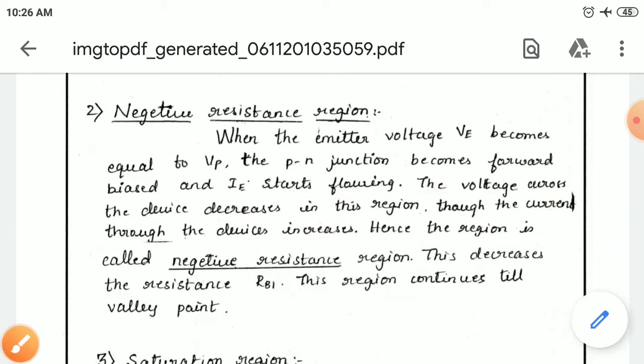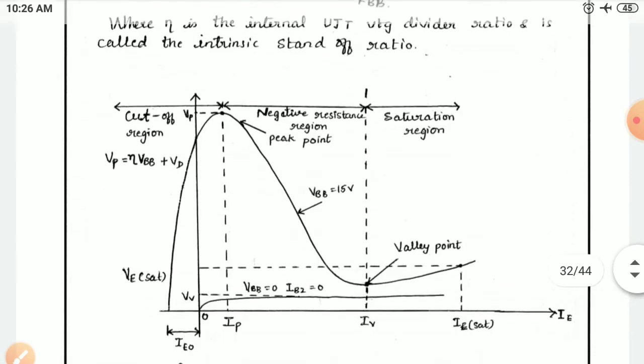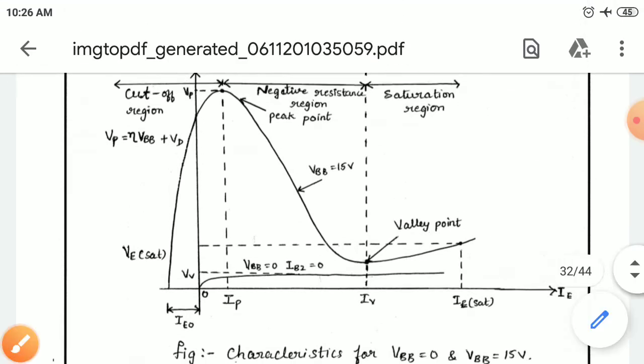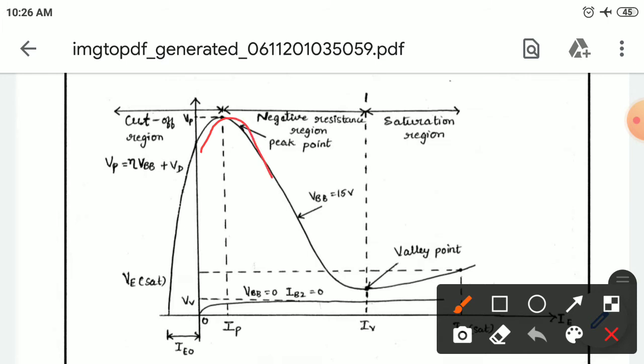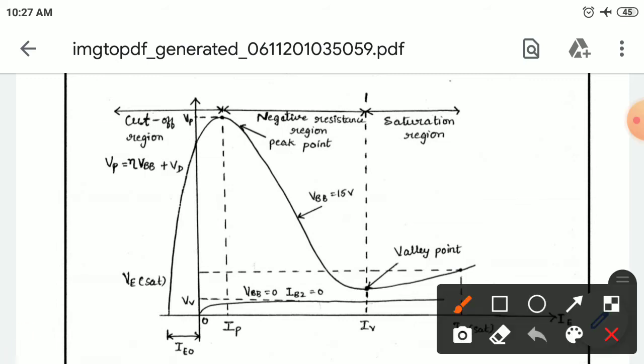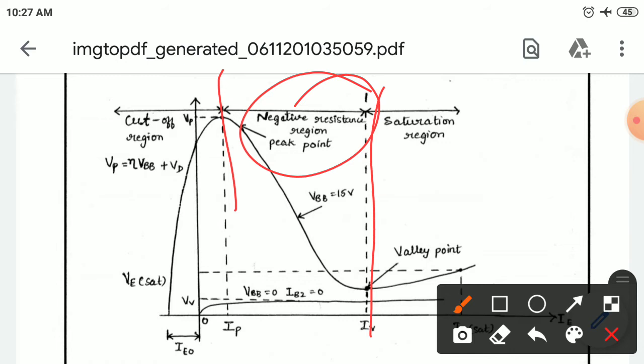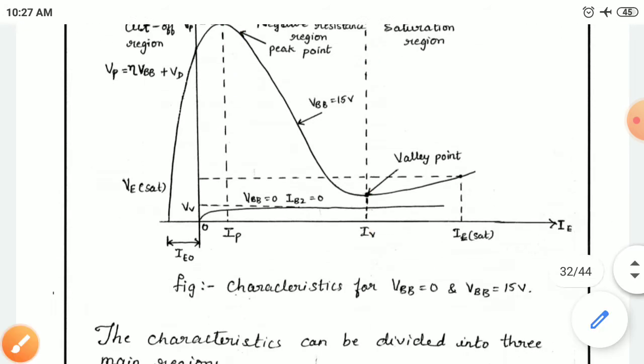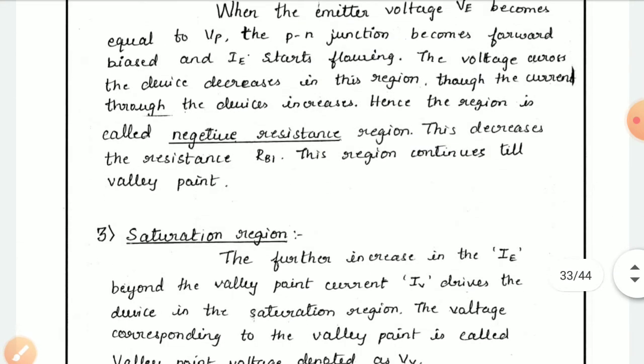This decrease in resistance RB1 continues until the valley point. From here to here the voltage is reducing, and it continues to the valley point. The valley point is the point at which the switch goes to saturation mode. So the negative resistance region persists from the cutoff to this valley point, and after that the device goes into saturation mode.